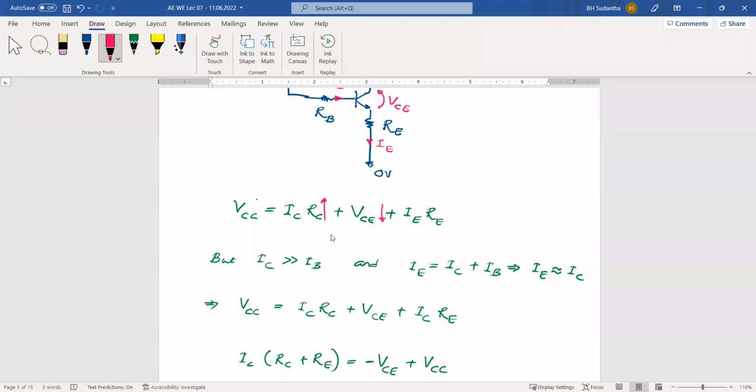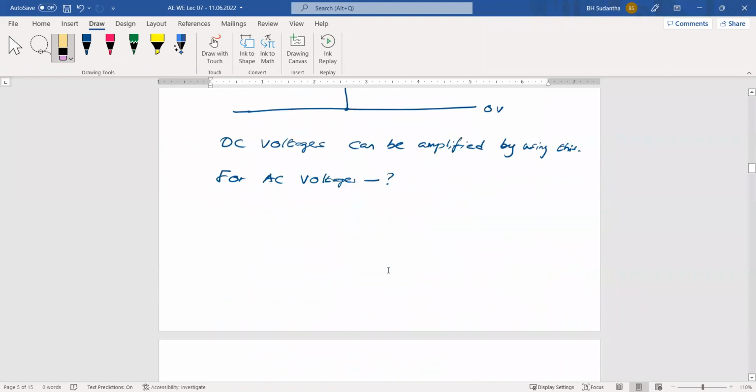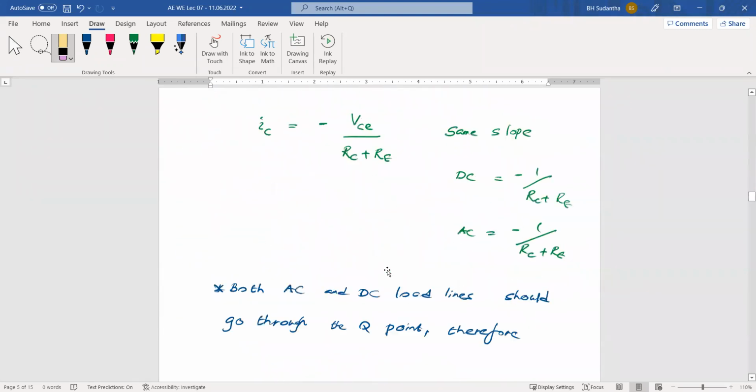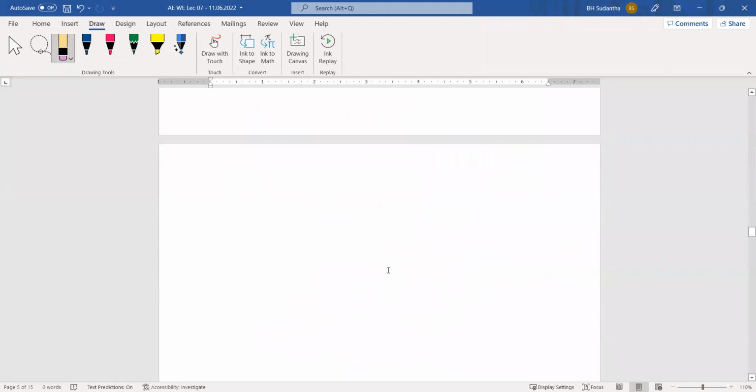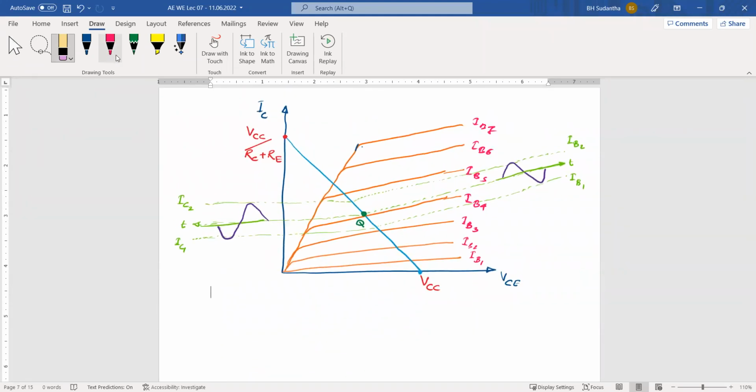Okay. And as a result, here you can see the changes of VCE.